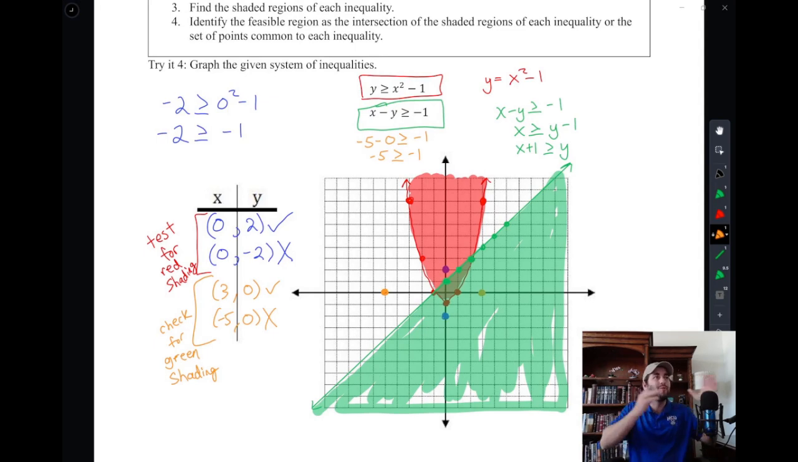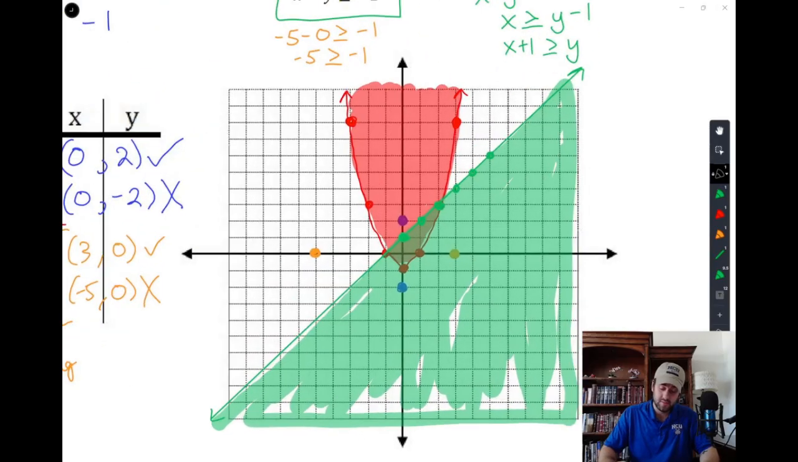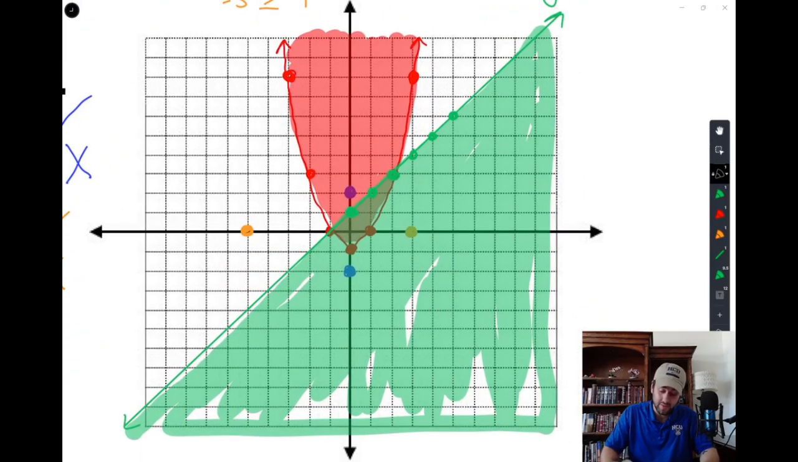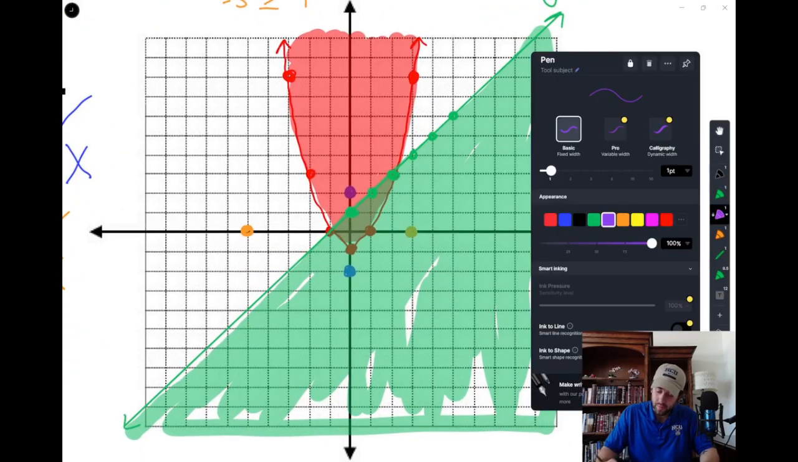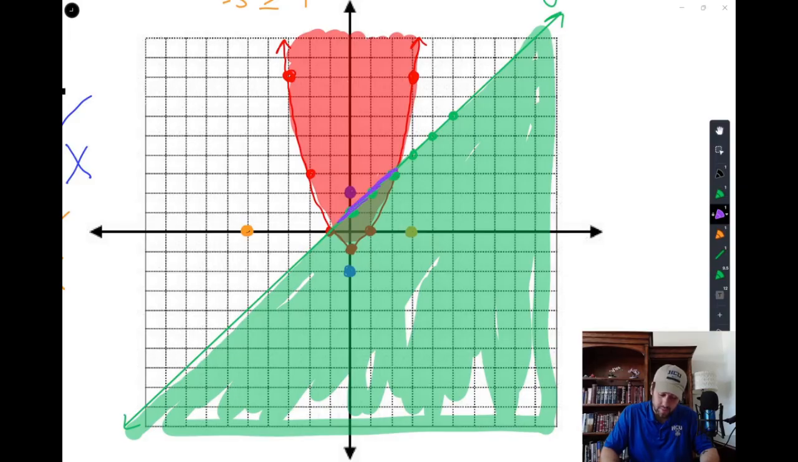And now that we've graphed both of those inequalities, the red and the green one, to find our solution to the system, or all of the potential solutions to this system of inequalities, we're just going to look at what is shaded for both. And so where is the green and the red shading happening? Well, we'll make it purple now. It happens right there, and all in the middle.